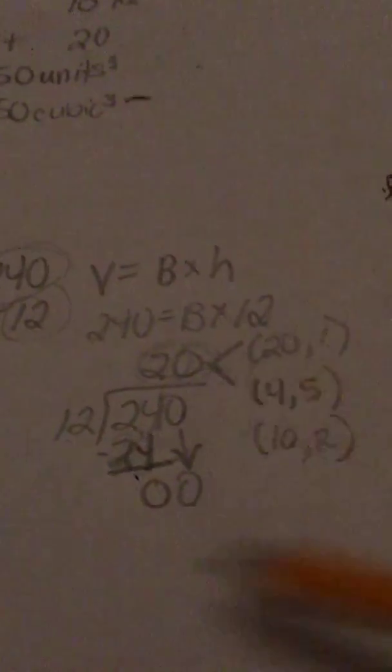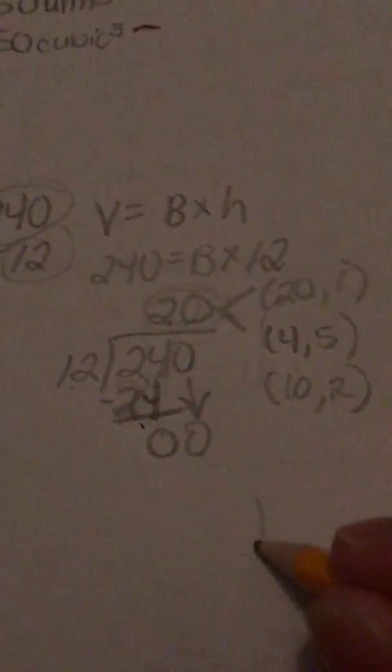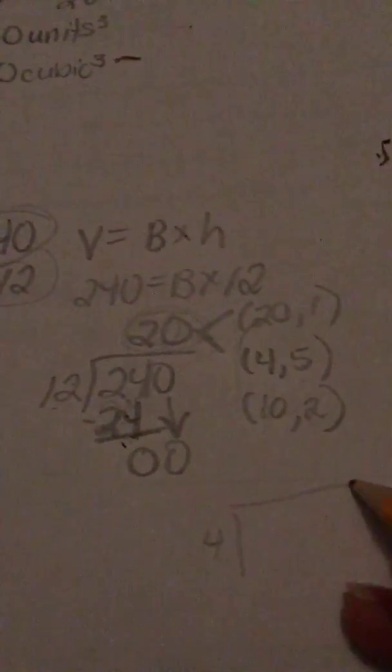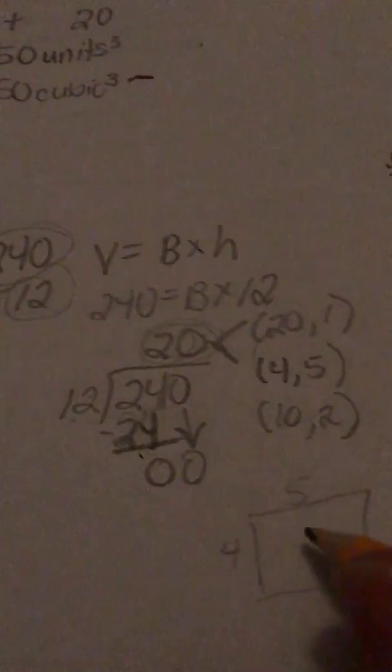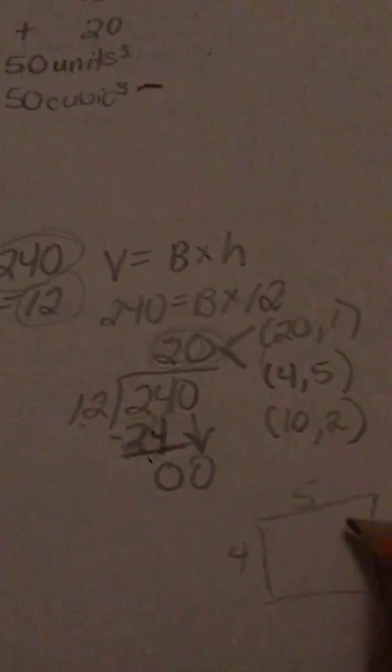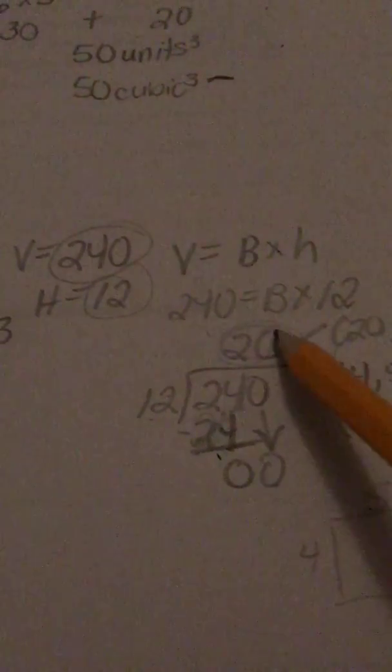So we talked about drawing that in class. I would draw like 4 units down and 5 units across, and that would give me my 20 units in total. So again, anytime you're looking for a possible base, you're just going to divide the volume by your height. That will give you your base, and then what 2 numbers can multiply together to equal that base.